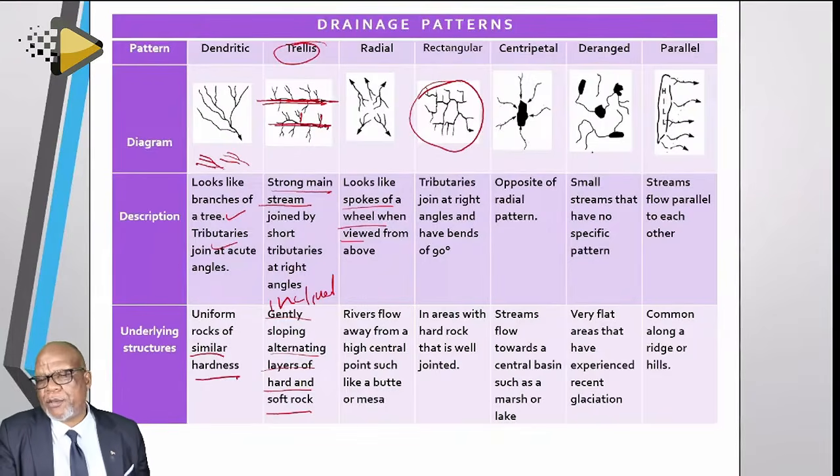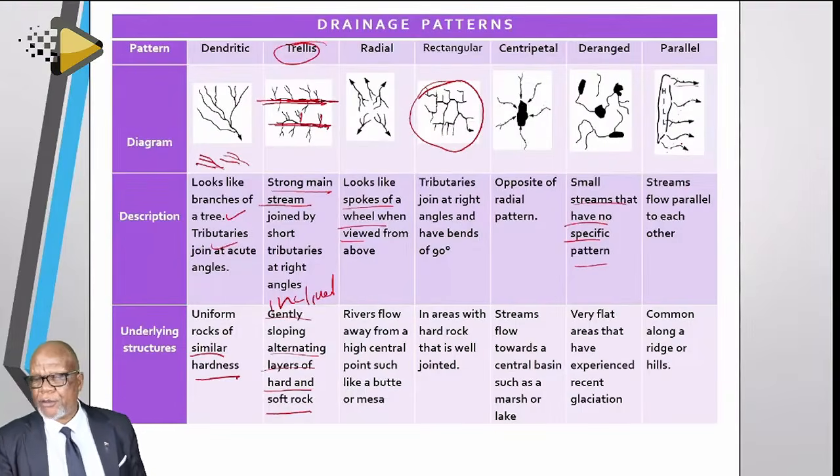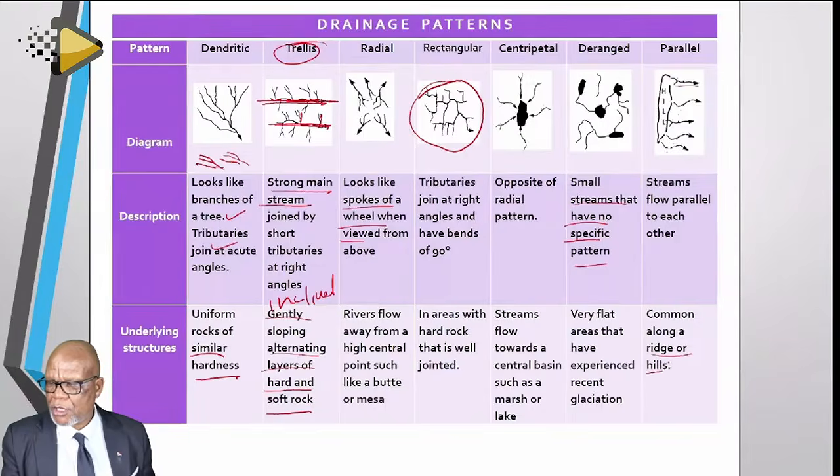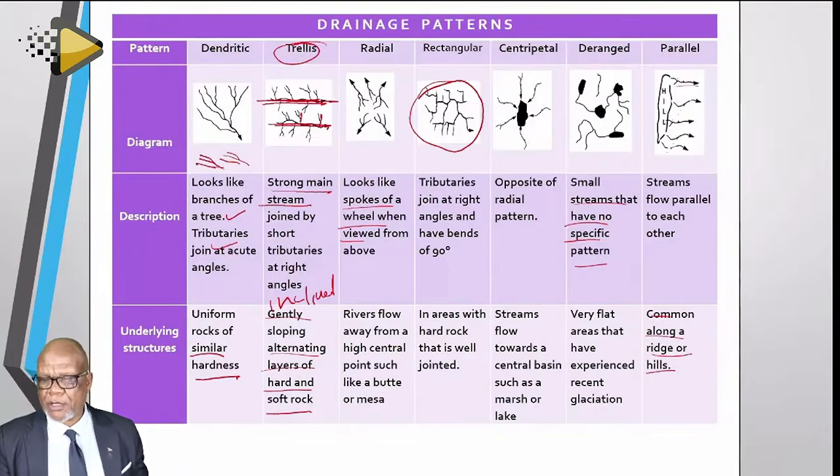Then we have this pattern, which is called deranged. The name says it: small streams that have no specific pattern. The streams flow into the lakes, out of the lakes, like that, so it doesn't have a definite pattern. And we have the parallel pattern here. You can see the streams look more like the streams in a dendritic pattern, but they will be flowing parallel to each other. Usually it happens where we have ridges. They will occur mostly where the area is very steep. So that's where you're going to get your parallel pattern.